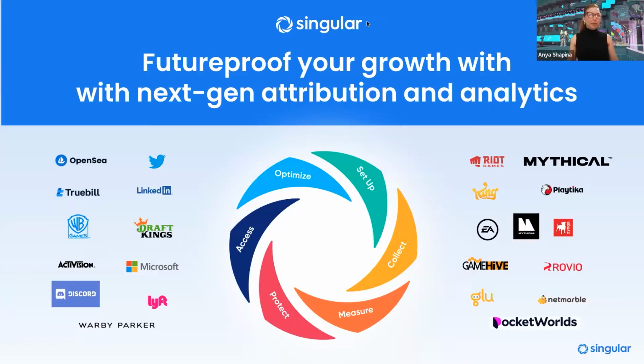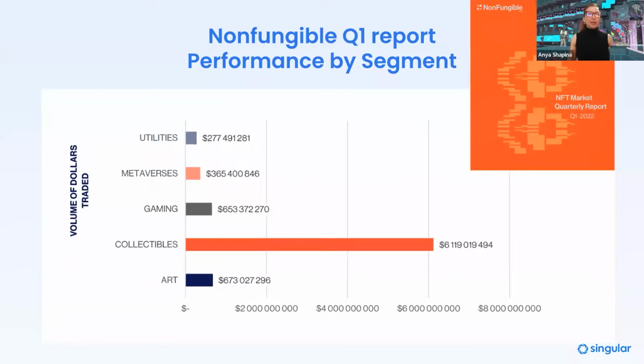So for the top categories there, I have a little piece of paper I printed out from the non-fungible report. I'm going to quote some numbers. The top categories are utilities, gaming, collectibles, metaverses, and art. Oh, you're sharing it, perfect, great. So we're going to look at it together. And can we actually look, do you have a slide with a number of wallets?